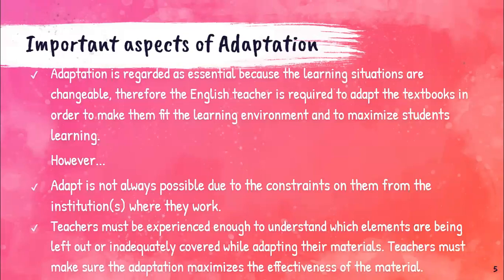An important aspect of adaptation is that it's essential because learning situations are changeable. Therefore, the English teacher is required to adapt the textbooks in order to make them fit the learner environment and to maximize students' learning. However, adapting is not always possible due to constraints from the institution where they work. And teachers must be experienced enough to understand which elements are being left out or inadequately covered while adapting their materials. Teachers must make sure the adaptation maximizes the effectiveness of the material.